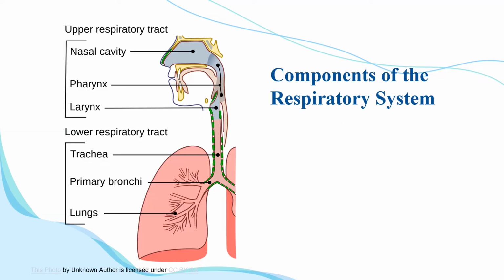A respiratory tract infection is classified by which part of the respiratory tract it affects. The upper respiratory tract includes the nasal cavity, the pharynx, and the larynx, and the lower respiratory tract includes the trachea, the primary bronchi, and the lungs. Usually an infection may start in one of these and then spread further down the respiratory tract as it follows along that mucosal lining.